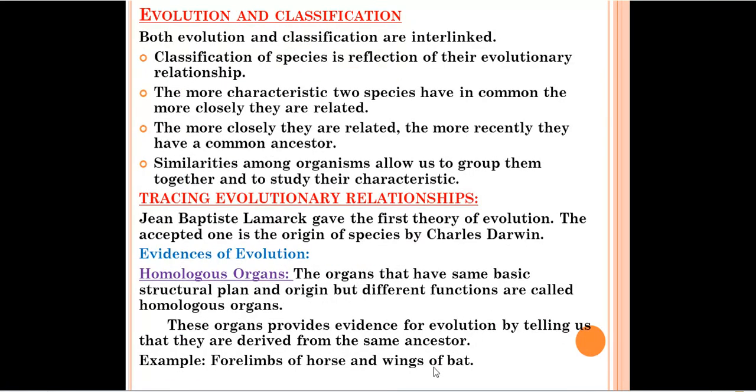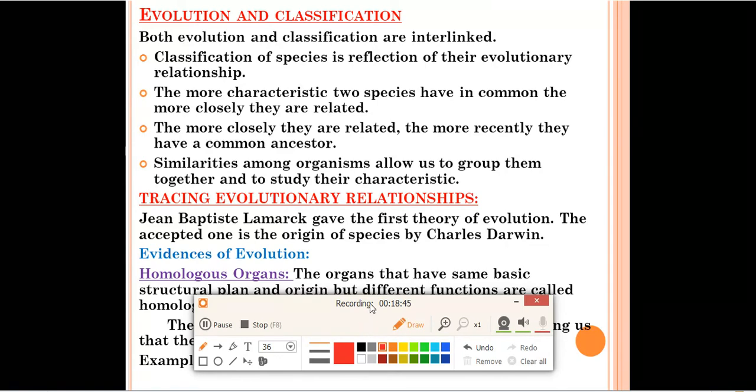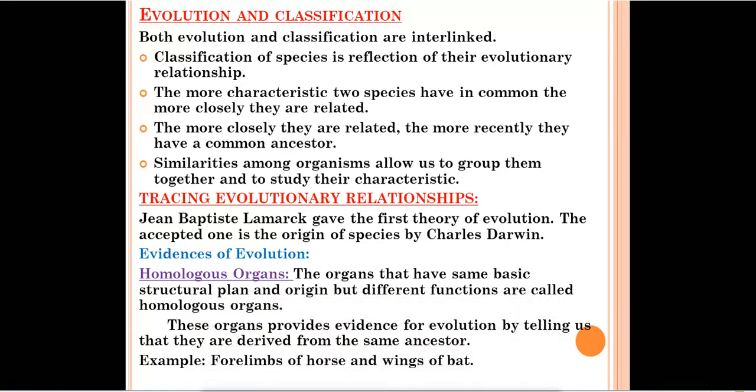Next is evolution and classification. How evolution and classification are interlinked, that we will study in this section. Both are interlinked. The first point is that classification of species is a reflection of their evolutionary relationship. Classification is related to evolution. If we classify any species, it will reflect its evolutionary relationship, meaning where it has evolved from and what its ancestral background is. We can understand that by this.